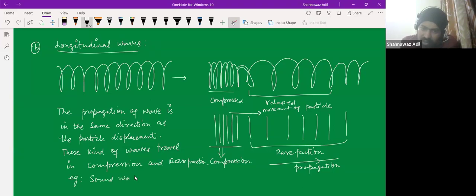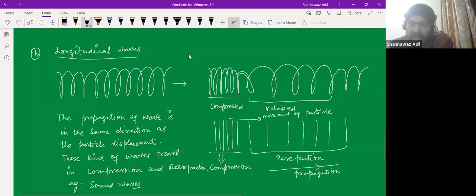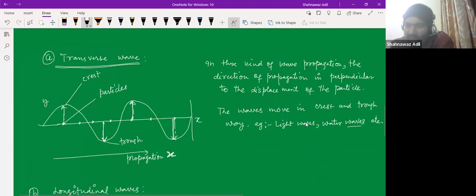So sound waves travel in compression and rarefaction, right? And the water waves or the light waves, they move in crest and trough. So whenever the propagation of wave is perpendicular to the direction of the particle motion, so particle motion is moving in this way, propagation is happening in this way.